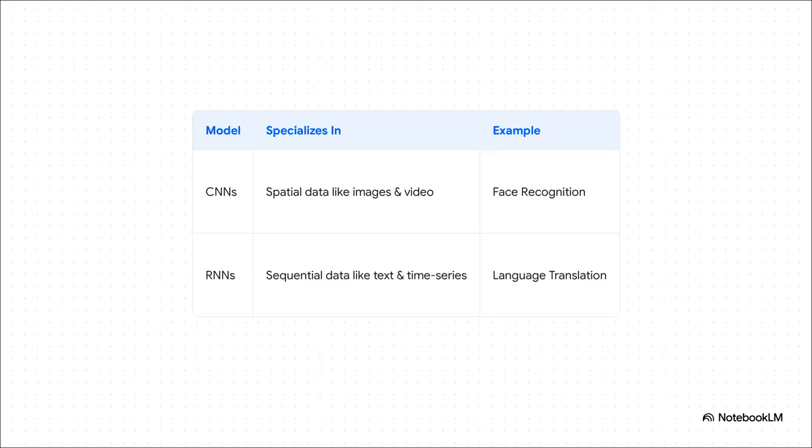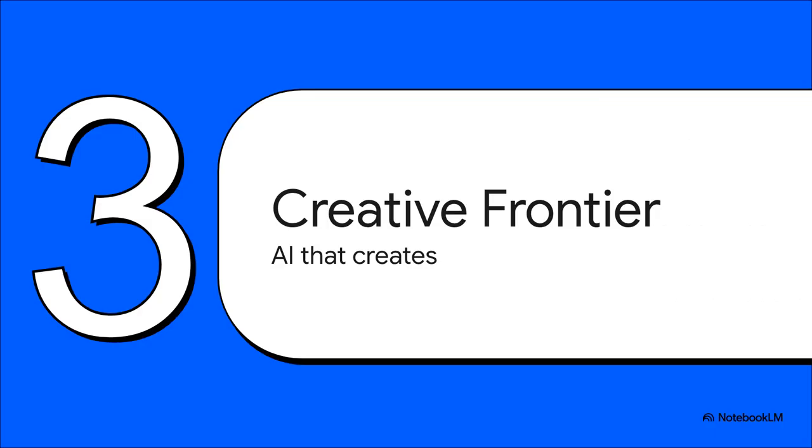They see the world in pixels, which makes them perfect for stuff like face recognition. Then you have recurrent neural networks, or RNNs. They specialize in sequences, like words in a sentence, which is why they're so critical for something like language translation. Okay, so far, all our tools have been about predicting and classifying things that already exist.